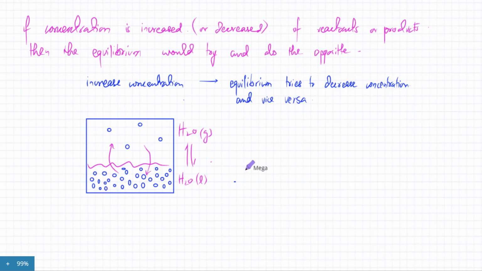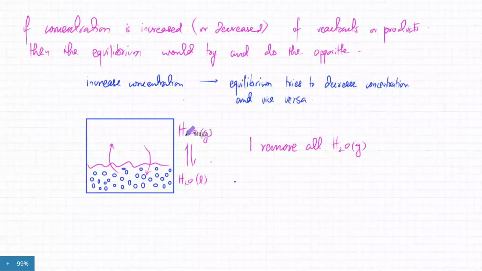So what is meant by this statement? The statement is, if you try to increase or decrease concentration, let's say I try to decrease the concentration of one of the things. Let's say I go in and remove all the water vapors. They're gone. So what will the equilibrium do? Now, all of a sudden, one of the reactions has stopped. Which one? It's the backward reaction. Condensation is no longer going to happen.